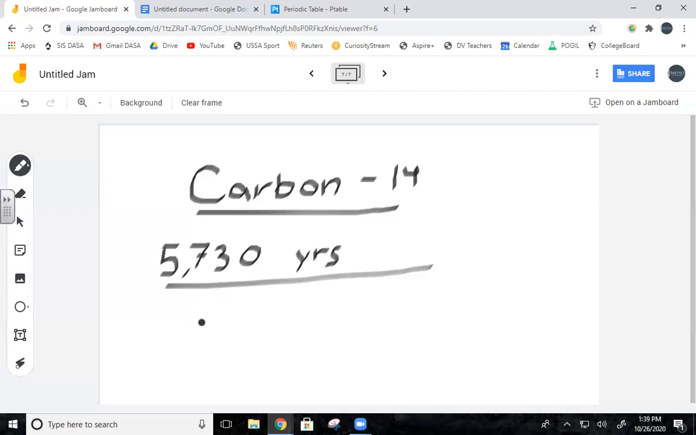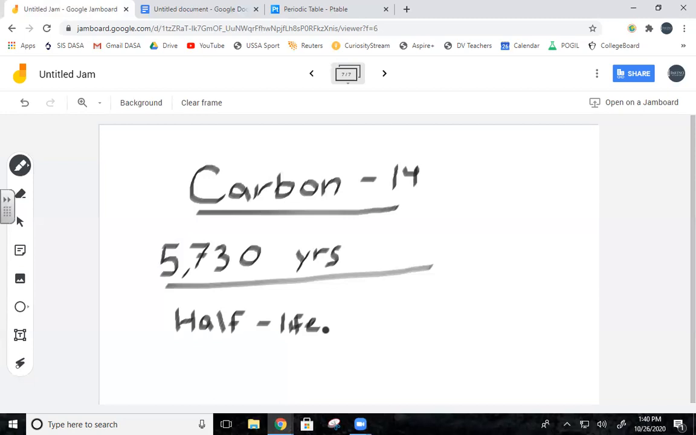Okay? So 5,730 years is the half-life. So carbon dating, what it's called, is really handy for understanding things that we want to assign a date or an age to that is much more recent than 700 million years ago. So 5,730 years per half-life.